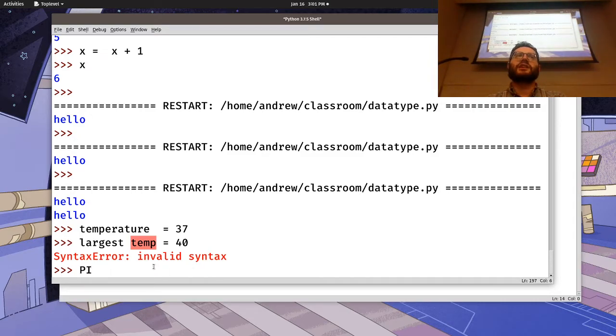A convention is that if you have a constant, something you don't want to change, we type it in all caps. So, for instance, pi, which we probably don't want to change, is 3.14159, which is enough. Okay, right?